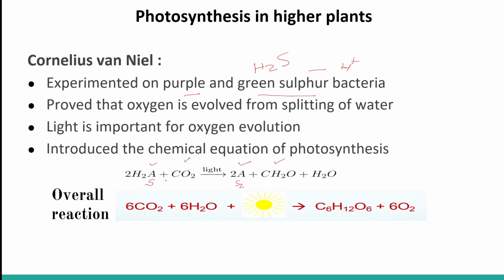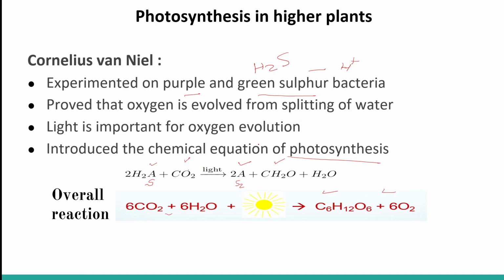But from this experiment, we can say if we replace this A with O, it becomes water, and we can show oxygen evolution here. And he also introduced the chemical equation of photosynthesis. So now we know this is the chemical equation of photosynthesis: 6 carbon dioxide react with 6 molecules of water in the presence of sunlight to give 1 molecule of glucose, and oxygen evolution takes place.